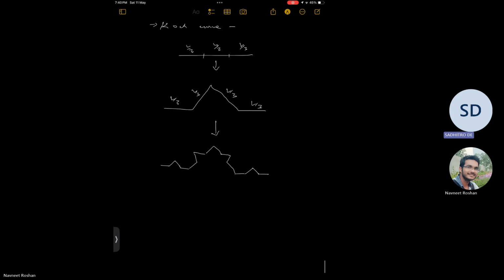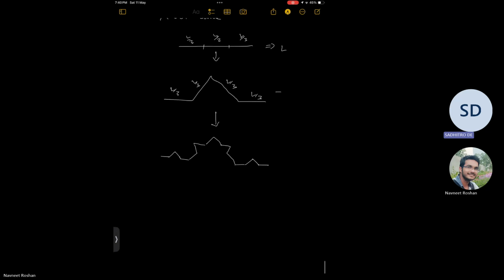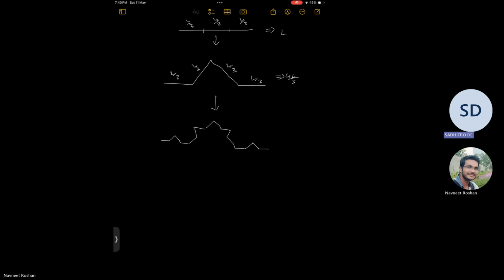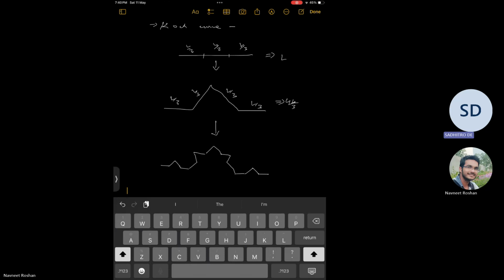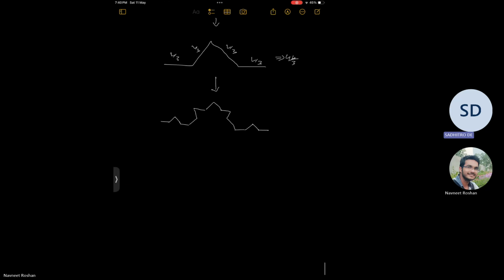Initially the length of the line was what? The line was L. But now the length of this new curve, which is no longer a line, is what? L by 3 into 4, right? Its length is 4L by 3. Similarly, if you look at this line over here, the length of each of these segments is basically L by 9. And how many segments are there? 1, 2, 3, 4. 4 here, 4 here, 4 here, 4 here. Okay. So the length of this new curve over here is what? 16 by 9 into L.